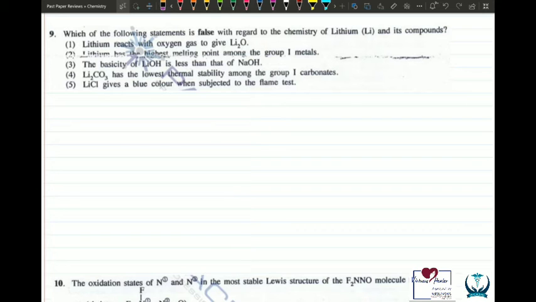This is true because basic nature of hydroxide increases down the group. Number 4, lithium carbonate has the lowest thermal stability among the group 1 carbonates. This is also true as heat stability of carbonates increases down the group.